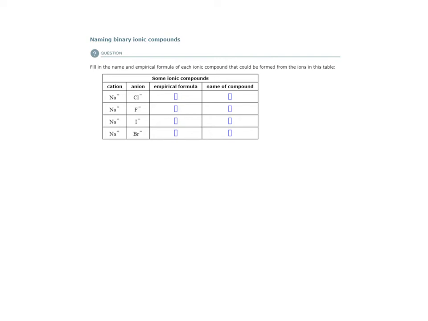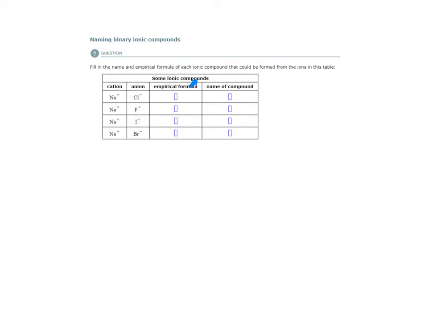In this topic, we are naming binary ionic compounds. So here we are given a table and we're asked to fill in the name and the empirical formula of each ionic compound that could be formed from the ions in this table. The first, in row 1, our cation is sodium metal ion and our anion is chloride.